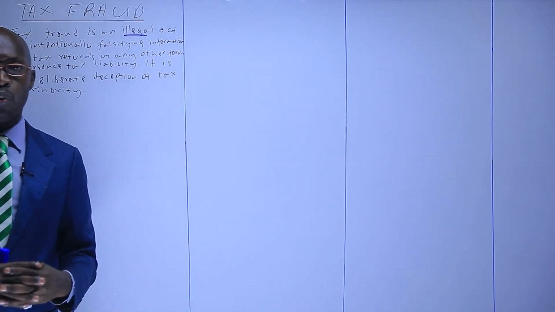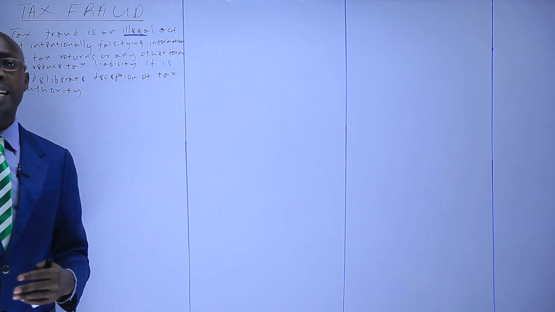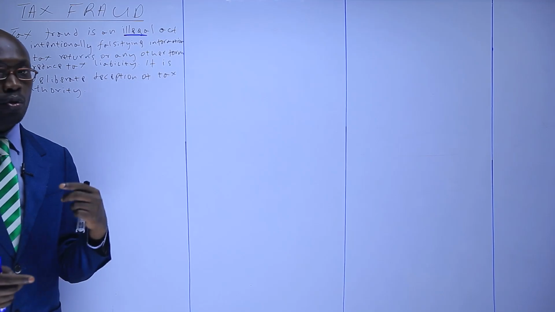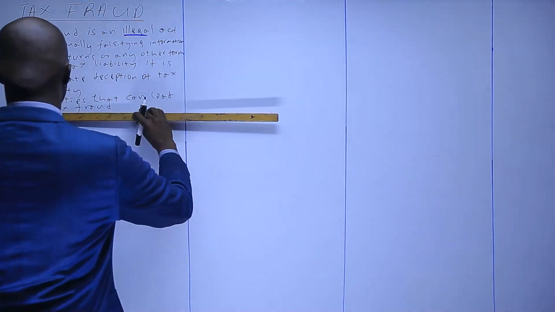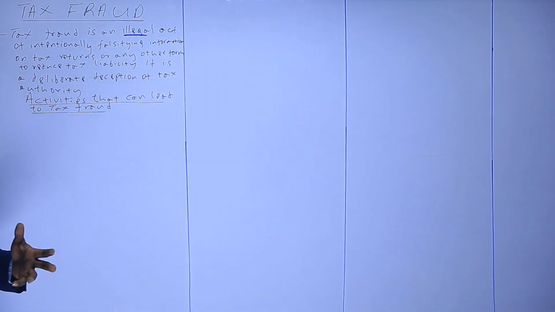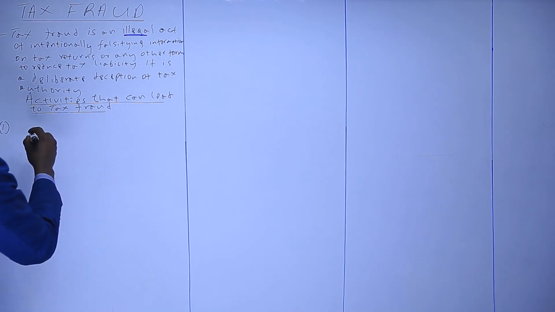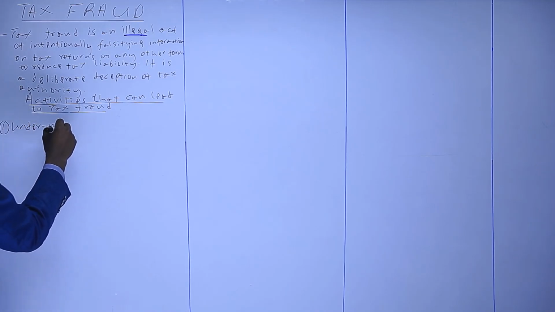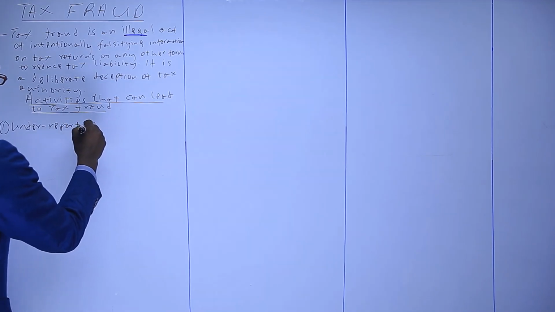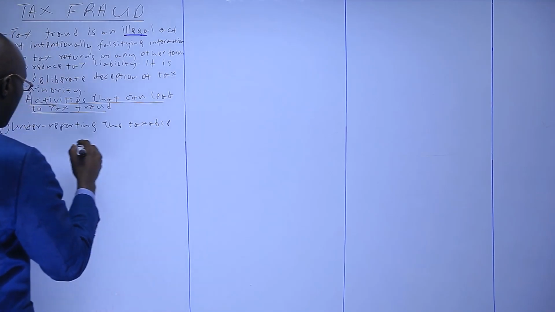In this case, we are going to look at some of the activities or transactions one can carry out that can lead to tax fraud. I'm going to write them here. These are some of the activities that can lead to tax fraud. One, underreporting the taxable income.